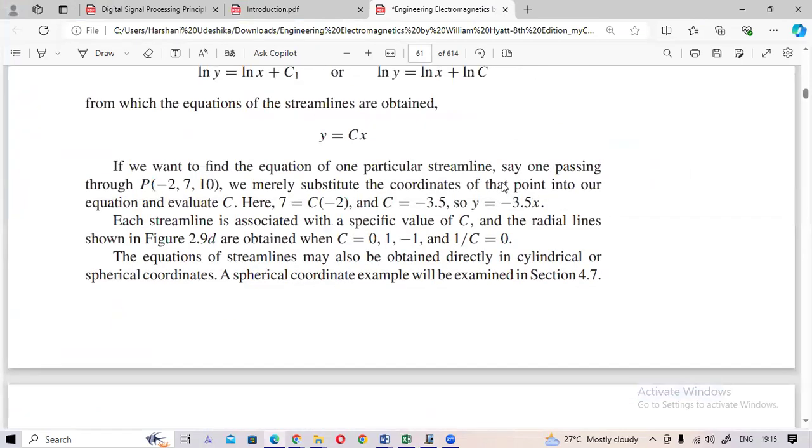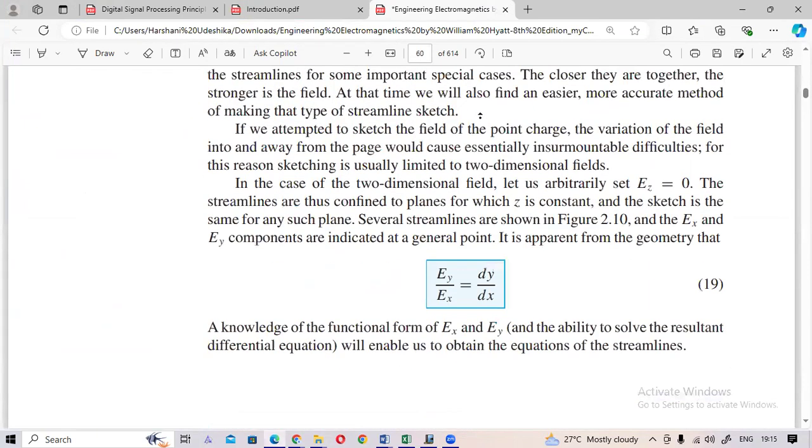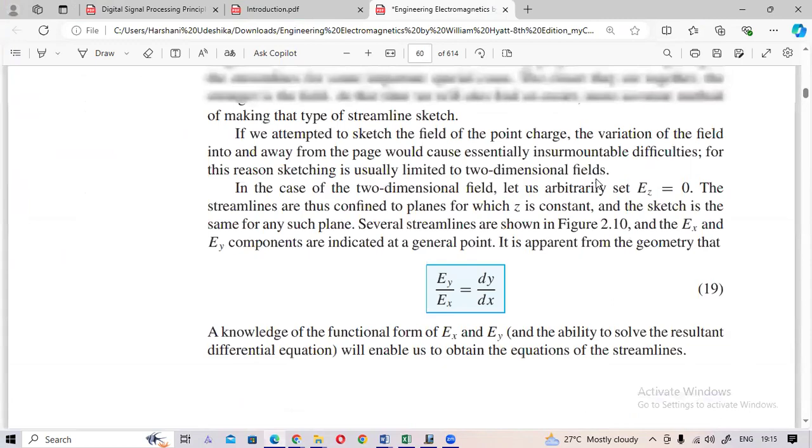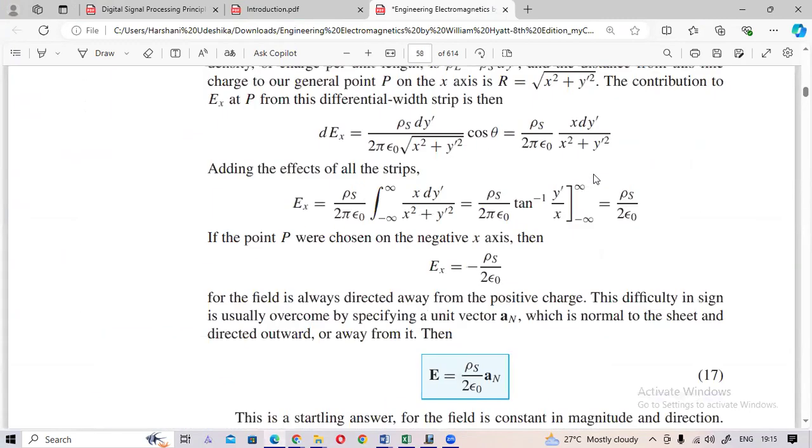I couldn't refer to this book. I'm sorry, today I don't have much time to see this book.